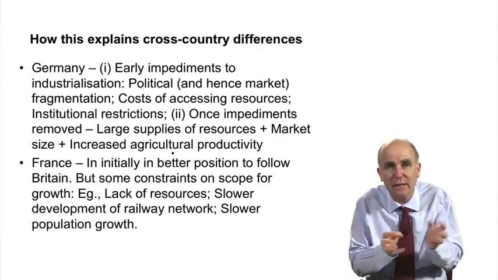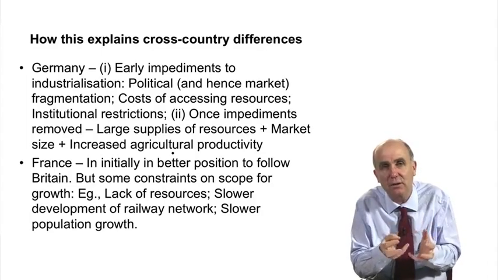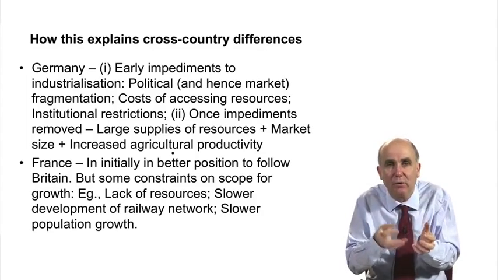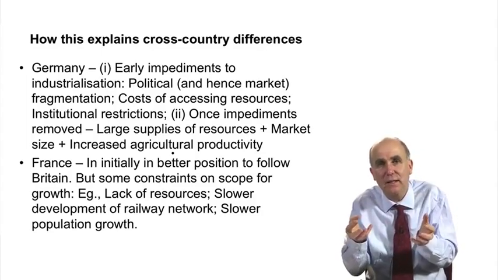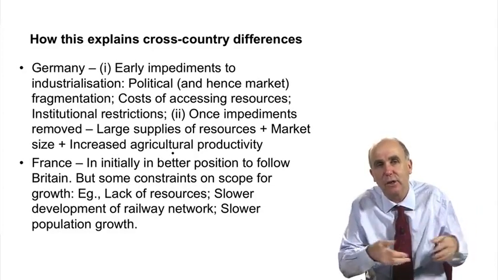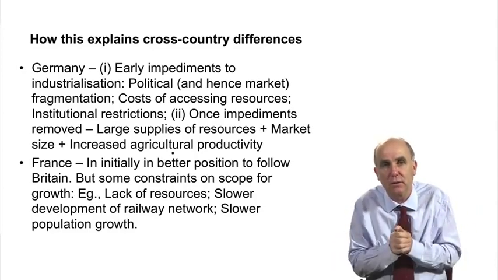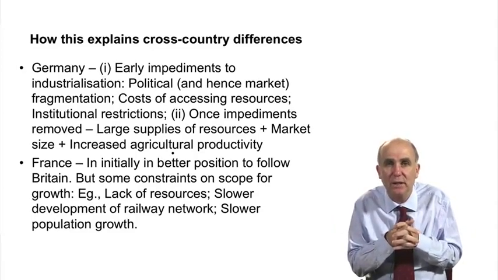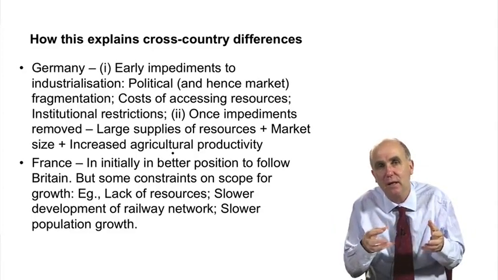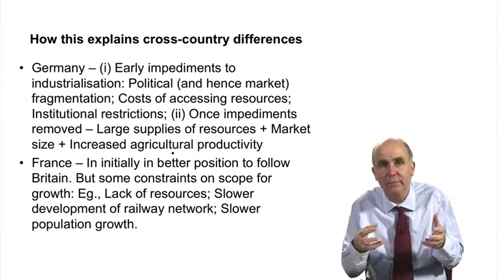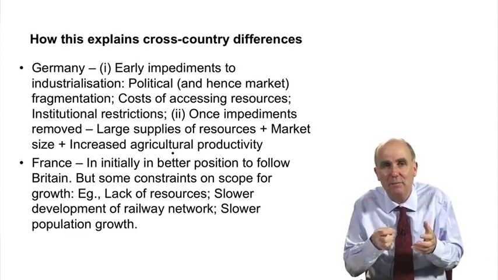So Germany takes a while to remove the impediments to growth, but when those impediments are removed, it's actually able to grow strongly because it has favourable endowments of those characteristics of agricultural productivity, resources and so on. Whereas France is initially in a better position to follow Britain because it doesn't have the same impediments, for example, on perhaps market unification, but it does have some limitations.